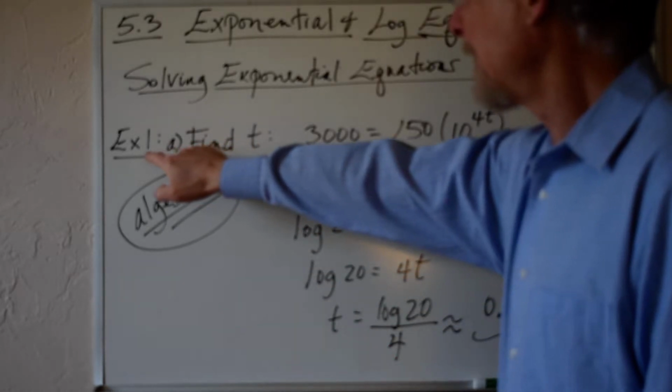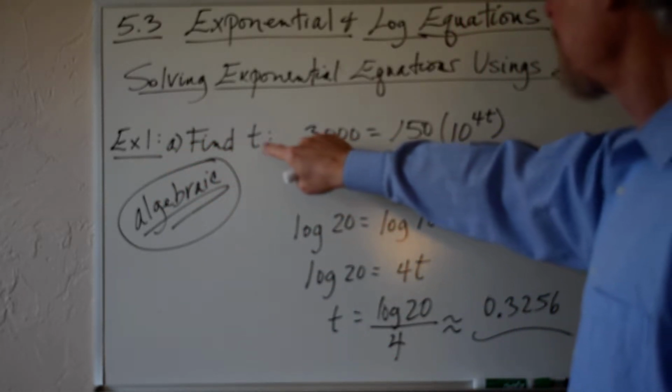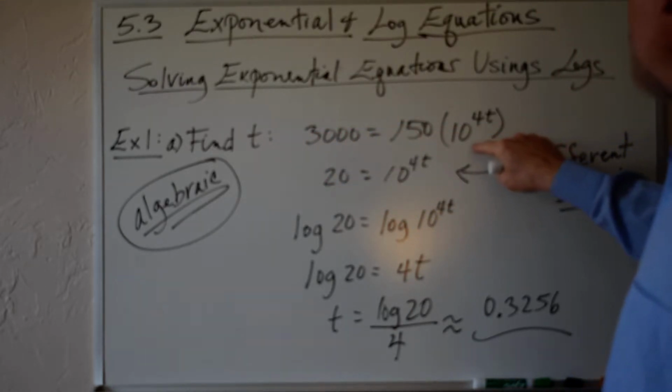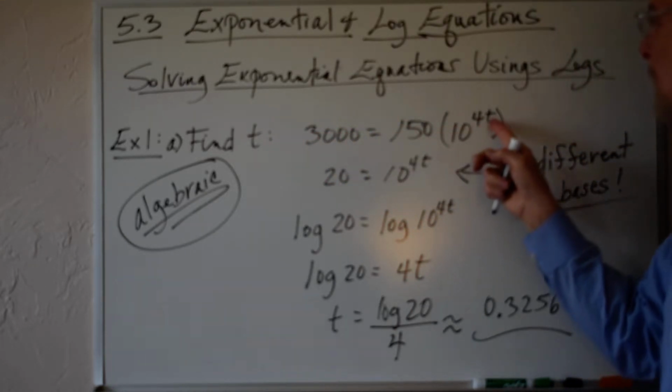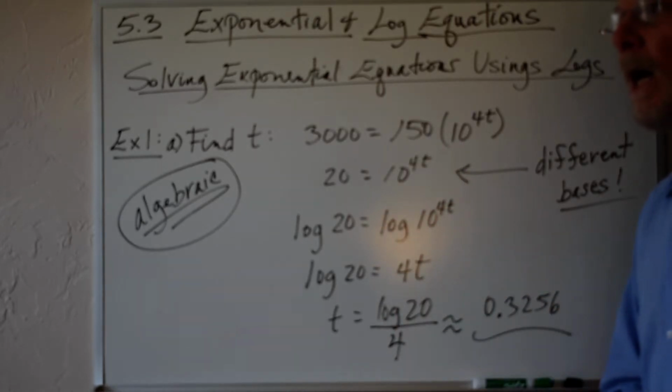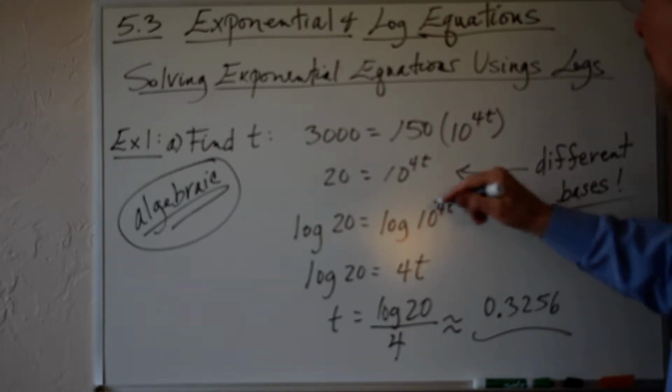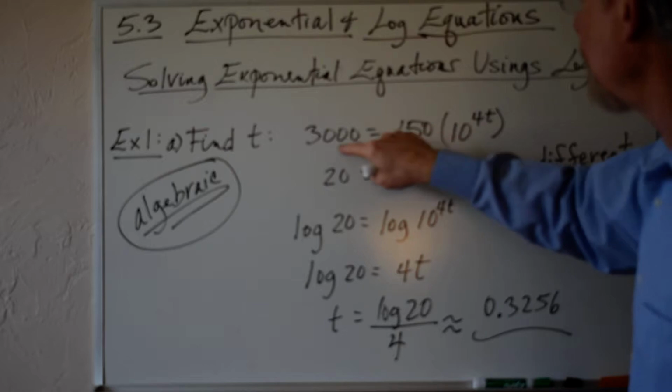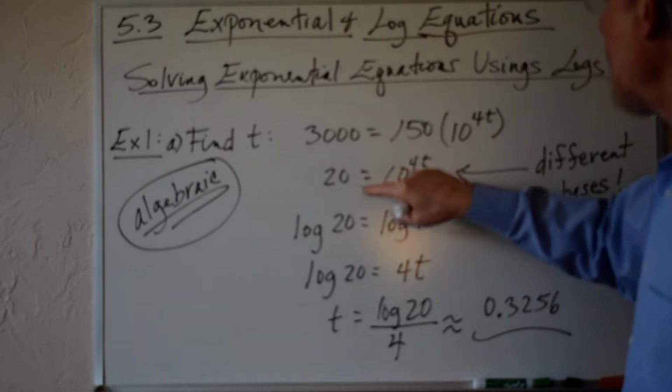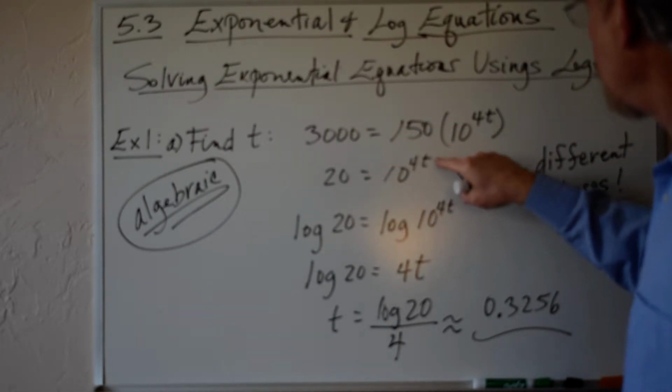Let's look at this example 1 here. We're asked to find t, and I say, oh, t is up in the exponent, so yeah, we know what to do. We'll divide each side by 150 first of all and get rid of these big numbers. And I get 20 equals 10 to the 4t.